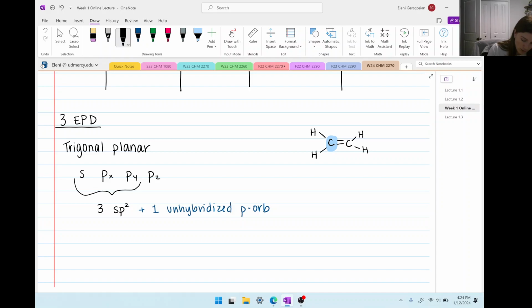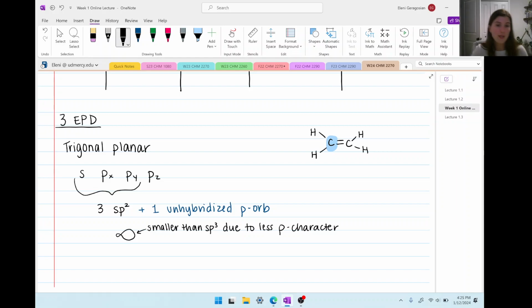And the sp2 orbitals look very similar to sp3. This orbital is just slightly shorter or smaller than an sp3 orbital due to less p character. So fewer p orbitals are being hybridized, so that longer lobe is shorter because we have fewer p orbitals being hybridized.